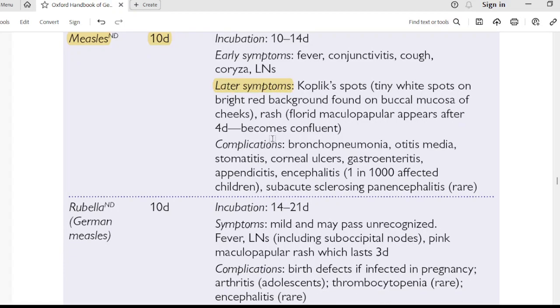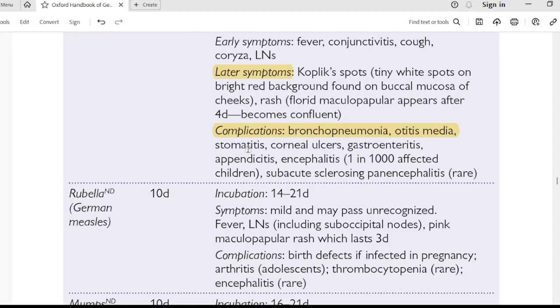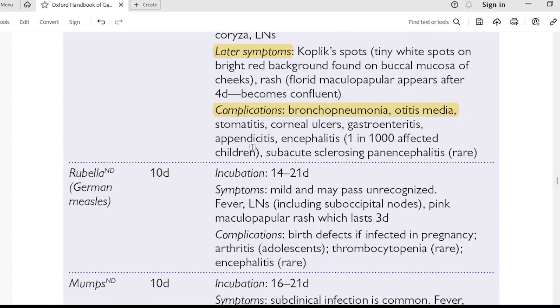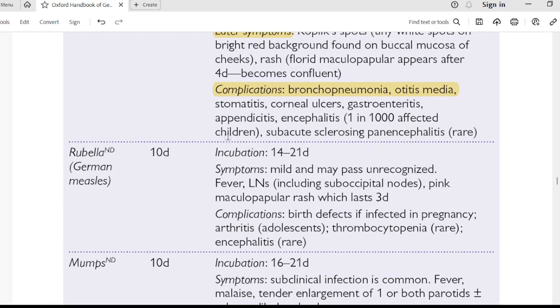Later symptoms: Koplik spots, tiny white spots on a bright red background found in the buccal mucosa of the cheeks. Rash, florid maculopapular rash after 4 days becomes confluent. Complications: bronchopneumonia, otitis media, stomatitis, corneal ulcers, gastroenteritis, appendicitis, encephalitis in 1%, subacute sclerosing panencephalitis, which is rare.